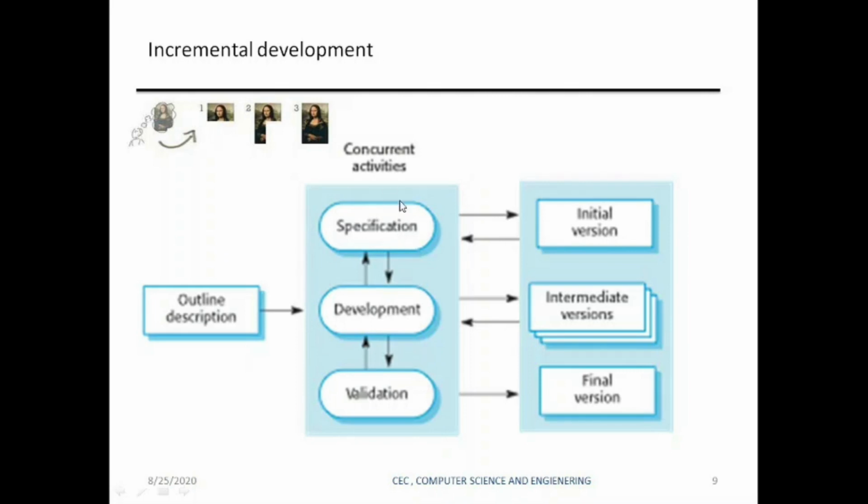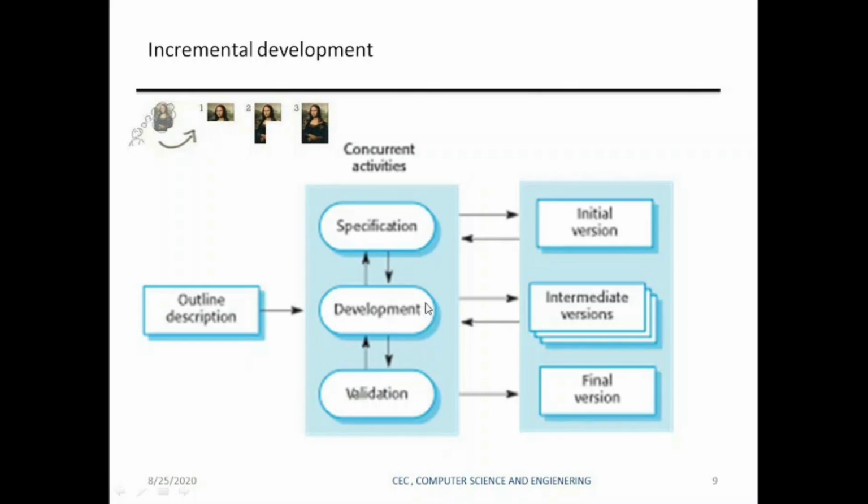So here also we have the various stages, that is specification, development and validation. In the specification, the initial version of a product is designed according to the specification. Then if any changes are required by the customer, it can be taken back once again from the initial version, the changes are made, and development of the product starts.